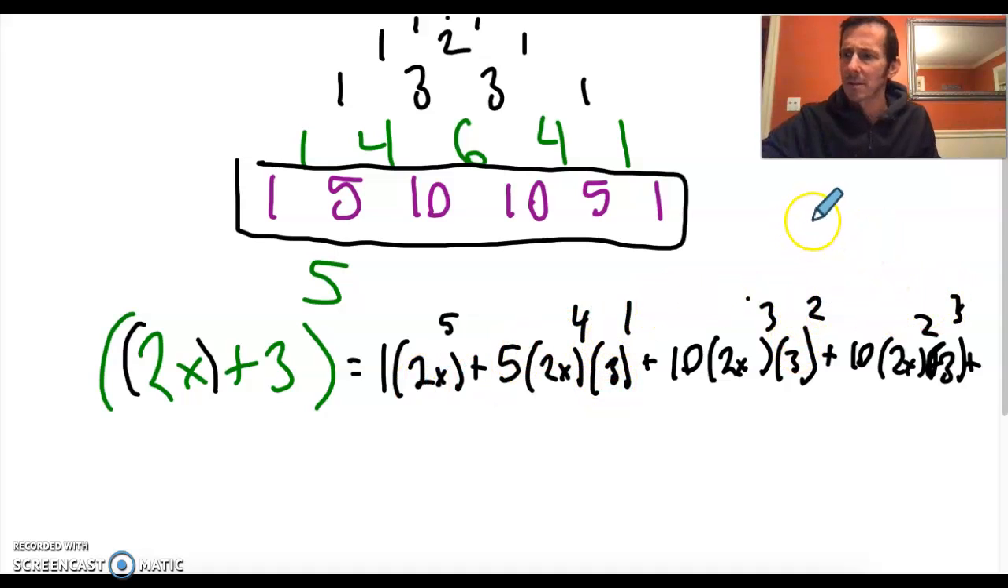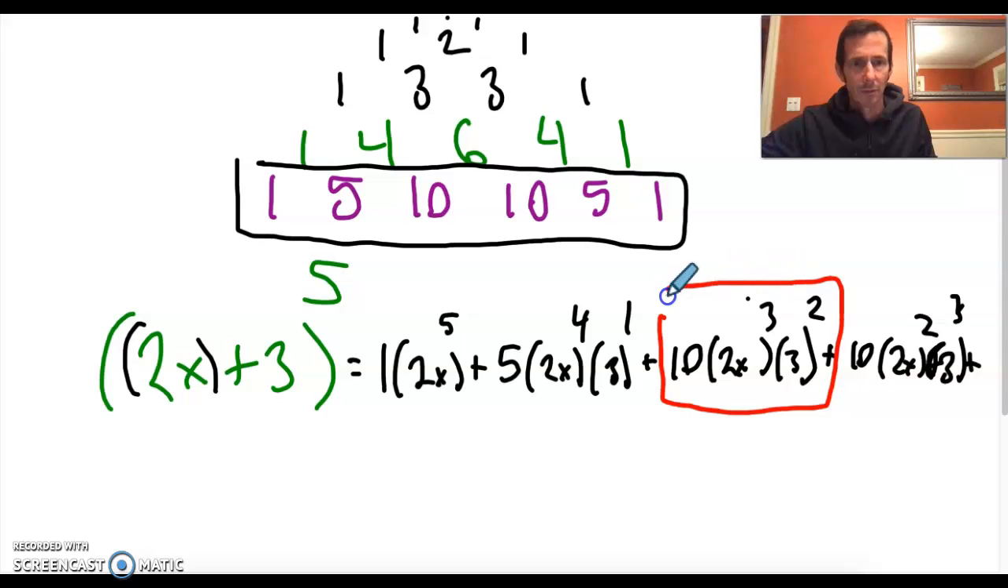Now this question asks us to find the term with x cubed, and so the reason I stopped is I can look at this. This would give me x to the 5th, x to the 4th. This would give me x cubed, so this is the one I want. And then I need to simplify it, which is 10. This 2 does pick up that exponent of 3, so that would be 8. This 3 gets squared, times 9.